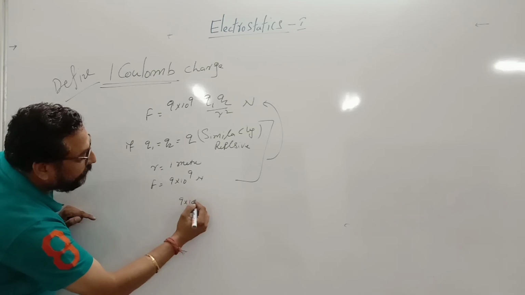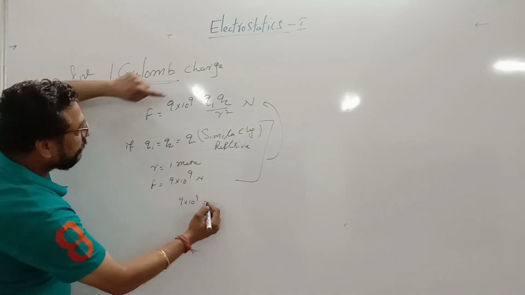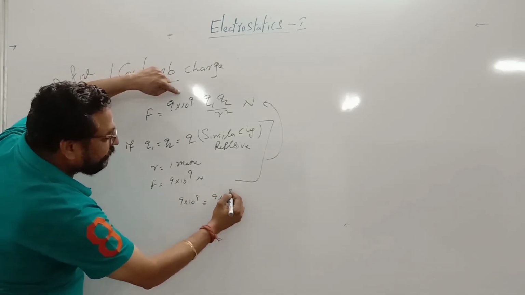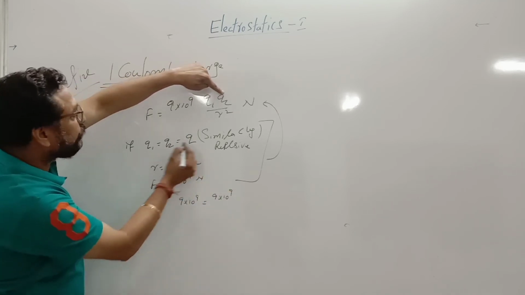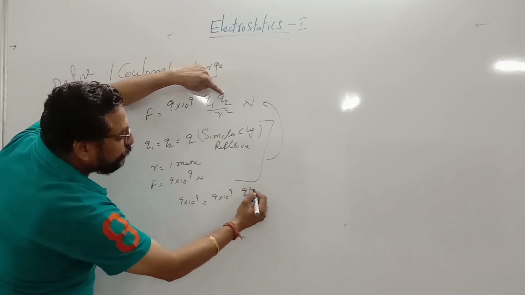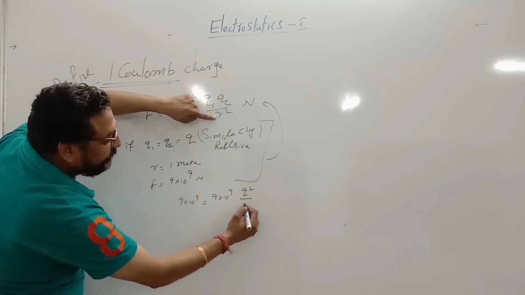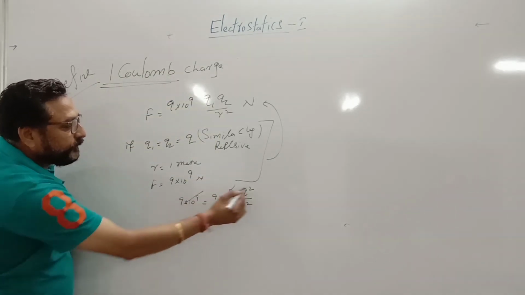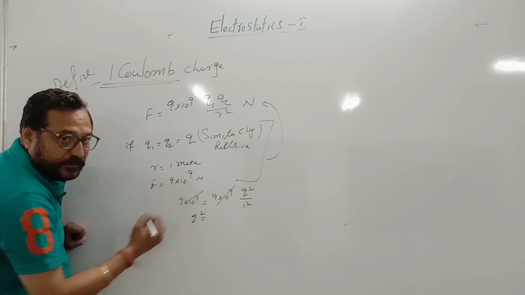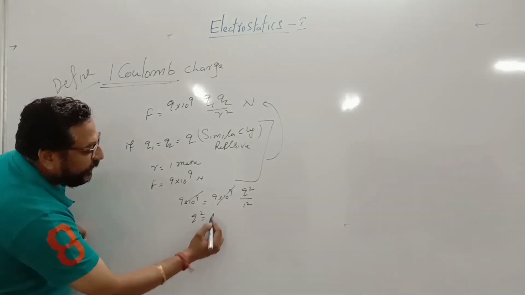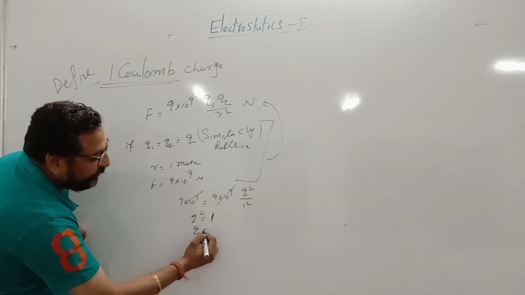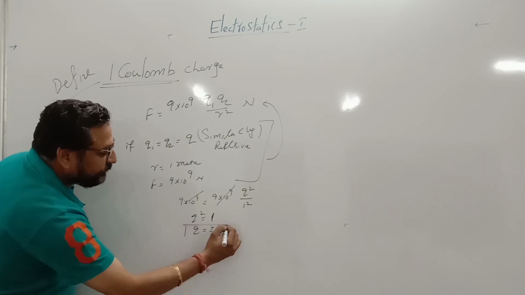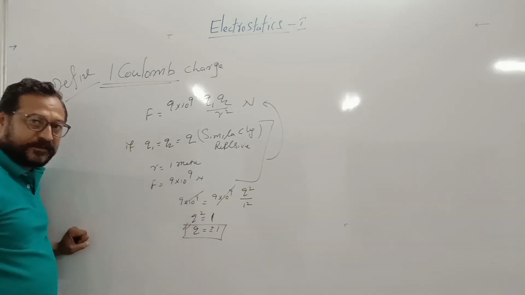9 into 10 to the power 9 is F. Again 9 into 10 to the power 9, Q1 into Q2 is Q, it means Q square, upon 1 meter square. Correct? Cancel. Then Q square is equal to plus 1 and then Q is equal to plus minus 1. This is 1 Coulomb charge.